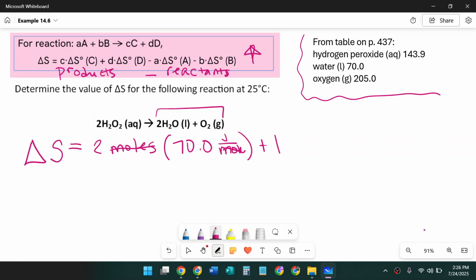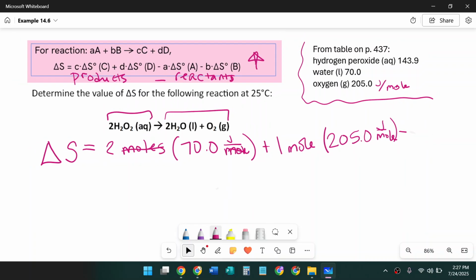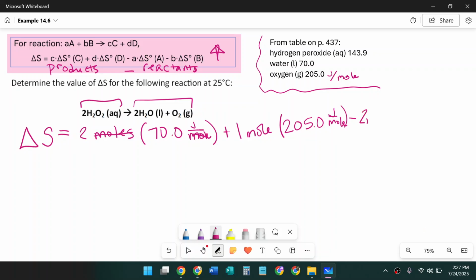Times 205.0 joules per mole. I really should have written that over here on all of these. All right, and now we're going to subtract the reactants, which is just 1. We have 2 moles of H2O2, and that is 143.9 joules per mole. Let's go ahead and mark out our units that cancel, and we're left with just some things to add together.